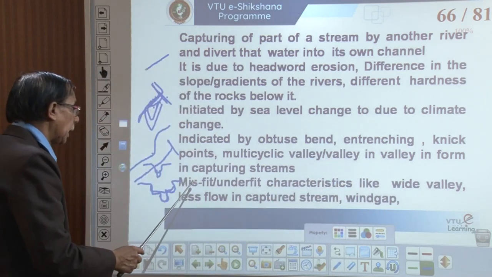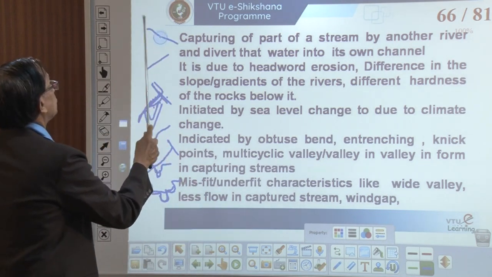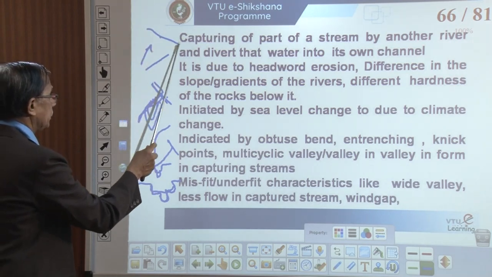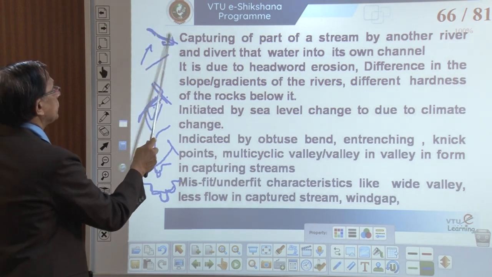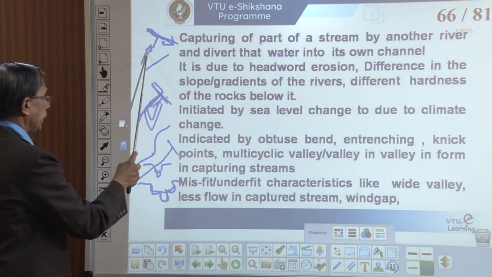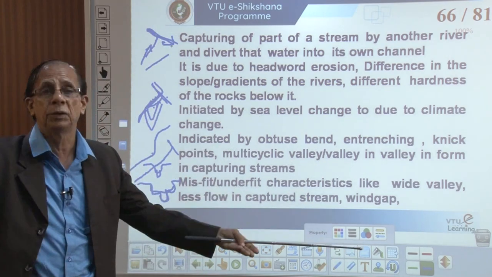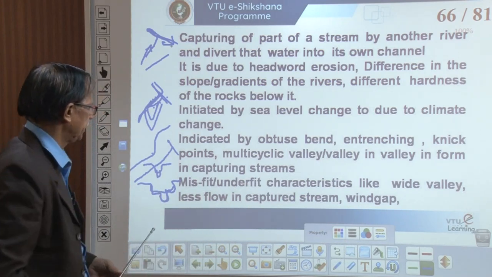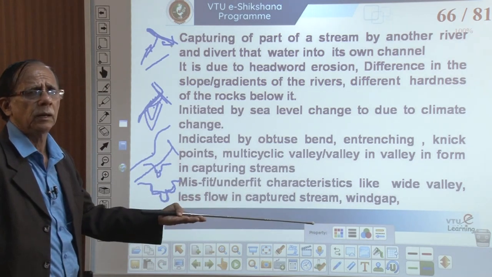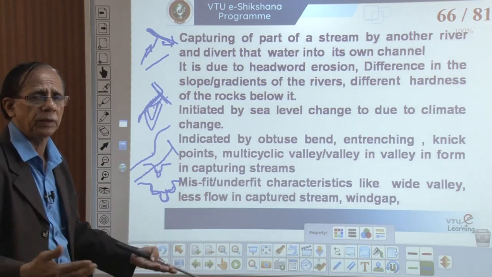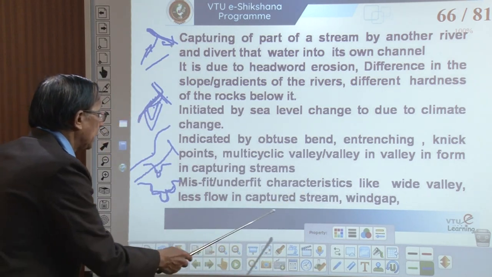Valley in valley form is found in the capturing stream, the river which has captured the other. Now, this was the river which has captured. This is capturing, this is captured. Originally, this water was also there, therefore the river has carved a wide valley perhaps here. Now, when this much water is diverted, today that much water is not flowing. We find very little flow, but a very wide valley. We call it misfit or underfit. For a very little discharge, a very wide valley, they do not match. These are underfit characteristics in this valley, or less flow in the captured stream.